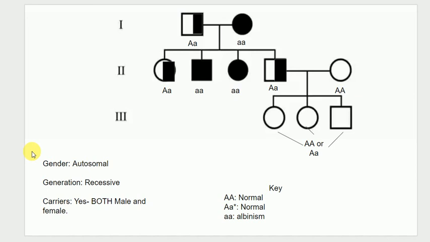And so that's how you solve for a pedigree. It's really rather simple, something that you've been doing a lot of practice with.